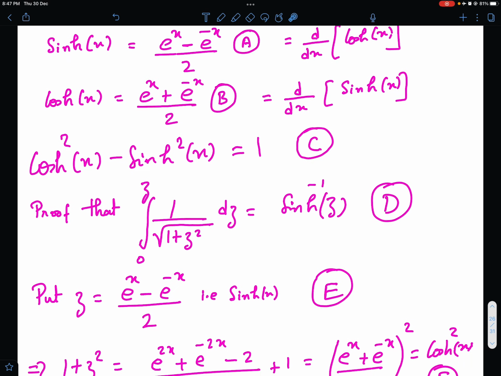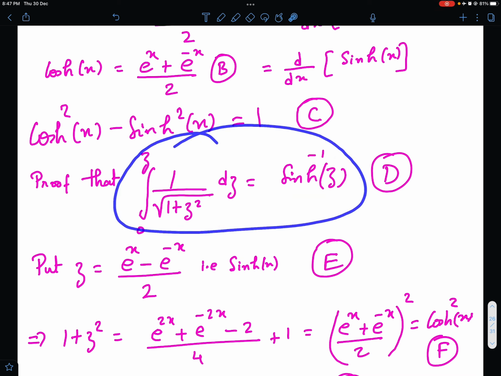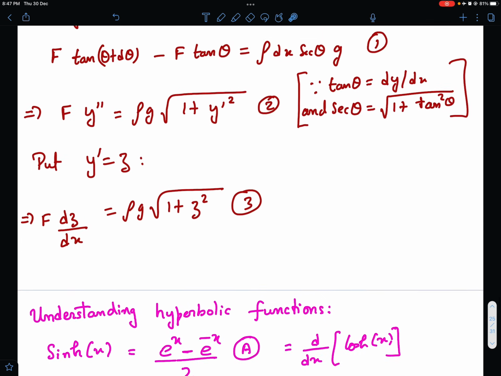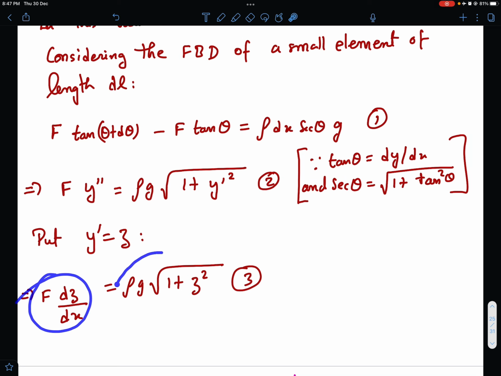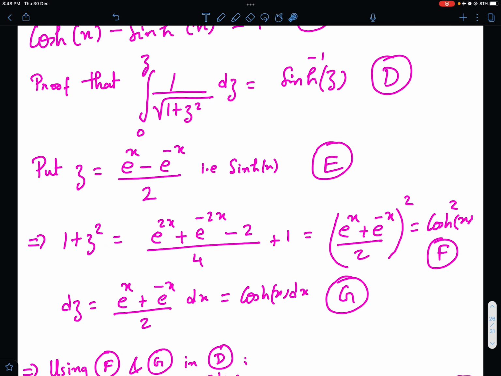Okay, and now another result that I'll be using is that, prove that integration from 0 to z of 1 by root of 1 plus z square is sine inverse of z. So this I want to prove. This result is required for precisely solving that differential equation. You see, our differential equation is what? F dz by dx is equal to rho g under root of 1 plus z square. So if you bring 1 plus z square under root here, then the right side will be rho g upon f into dx. So precisely this is the equation that we want to solve, and that's what I am doing here, and I'll use this directly later on.